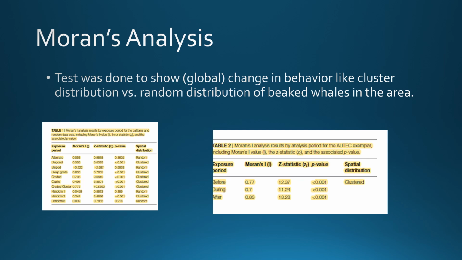They also looked at this in 3 different periods of time, and they did ad hoc testing to look at different periods of time, and most of those periods of time had that low p-value and those distributions were clustered. That was something they saw across the board.